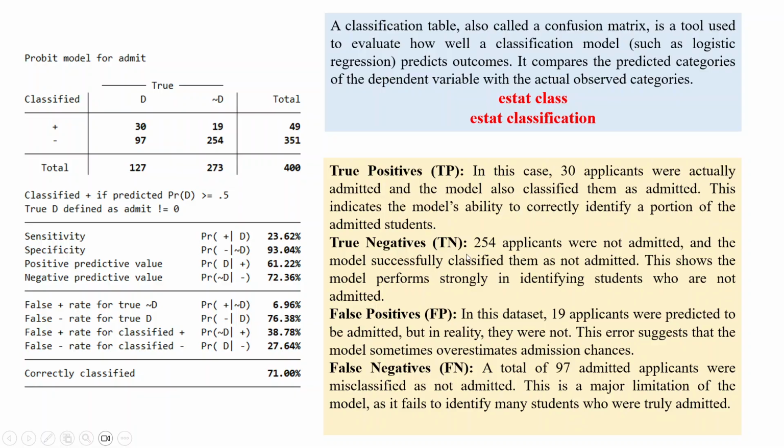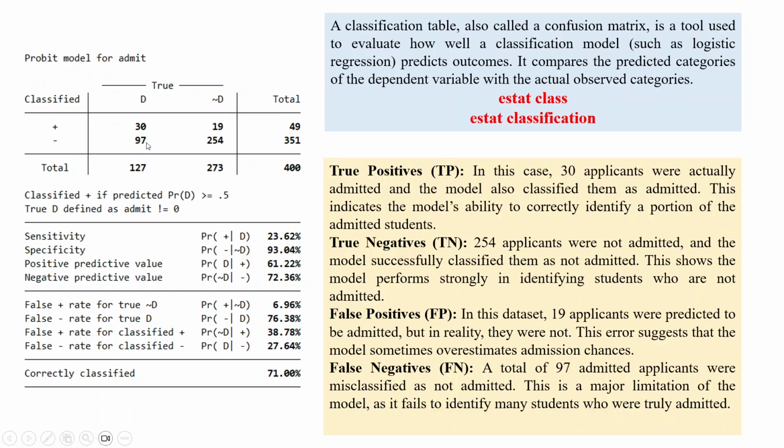Let's talk about the true negative. 254. This is also good. True negative. 254 applicants were not admitted and the model successfully classified them as not admitted. This shows that the model performs strongly in identifying students who are not admitted.